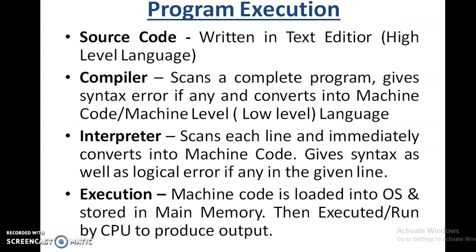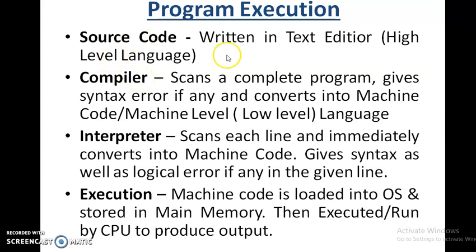Now let us see how a program execution happens. There are 4 steps in the program execution. First is source code, the second is compiler, third is interpreter, and the fourth and last one is execution. Now remember, some programs just use compilers, for example the programs in C and C++, while other programs use both compiler as well as interpreter, for example the programs of Java and Python.